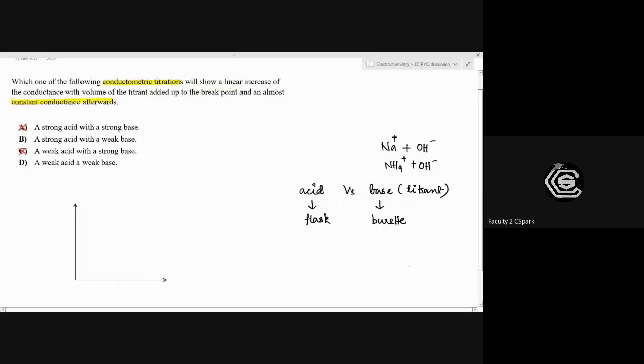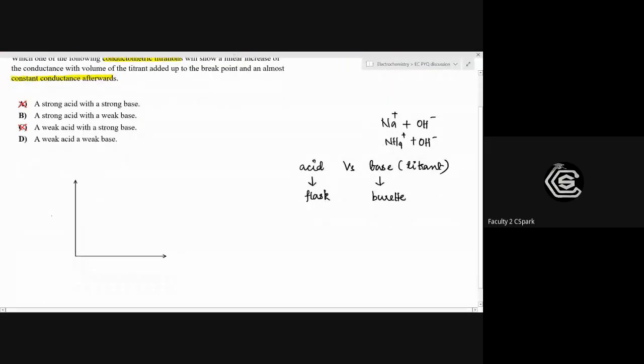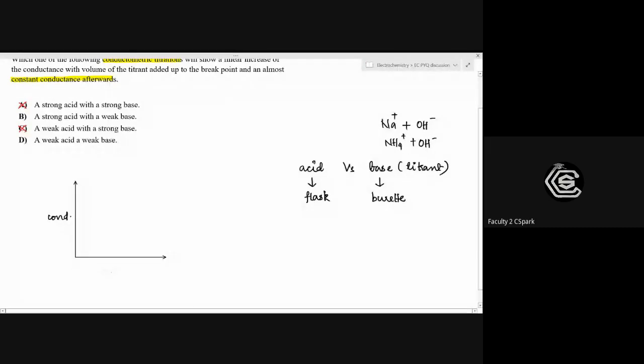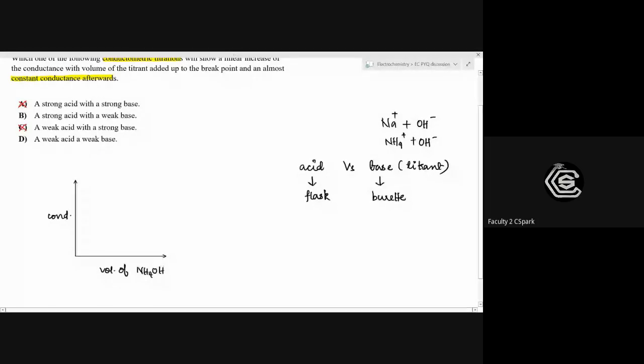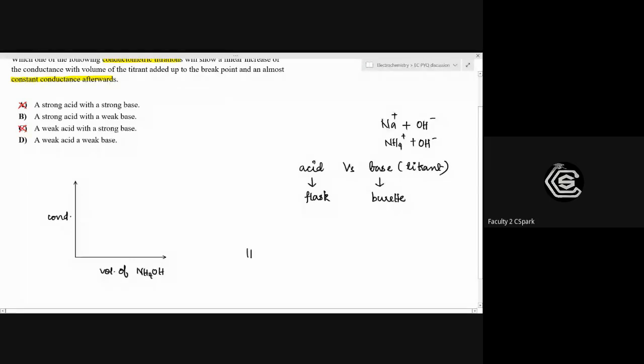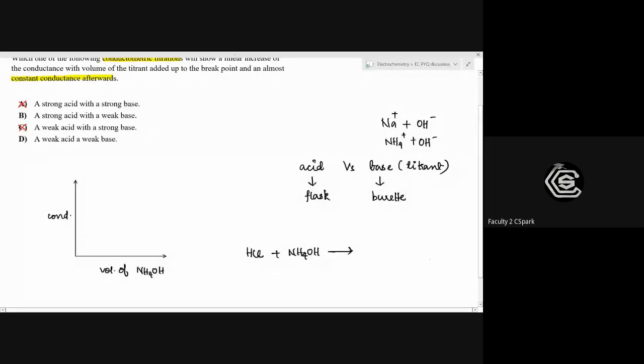Now let's take the first case, where you have conductance along the y-axis and the volume of titrant on the x-axis, and ours is a weak base, so I'm just writing it as ammonium hydroxide. If we use a strong acid, let's say it is HCl plus NH4OH. This is the reaction which is happening here.